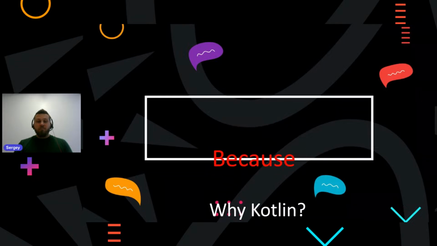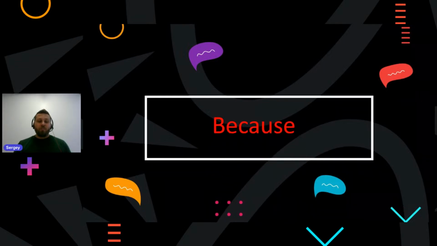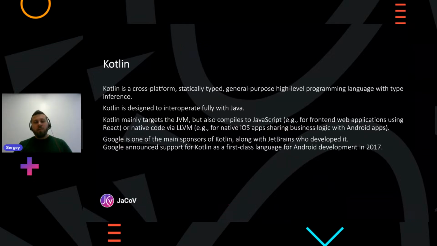So why Kotlin? The short answer: because it's a pretty well-made language. I like it so much, but let's go into more detail. Kotlin is a cross-platform, statically typed, general-purpose, high-level programming language with type inference. It was designed to interoperate fully with Java. It mainly targets the JVM, but it's also compiled to JavaScript for front-end applications using React, and native code for native iOS applications.